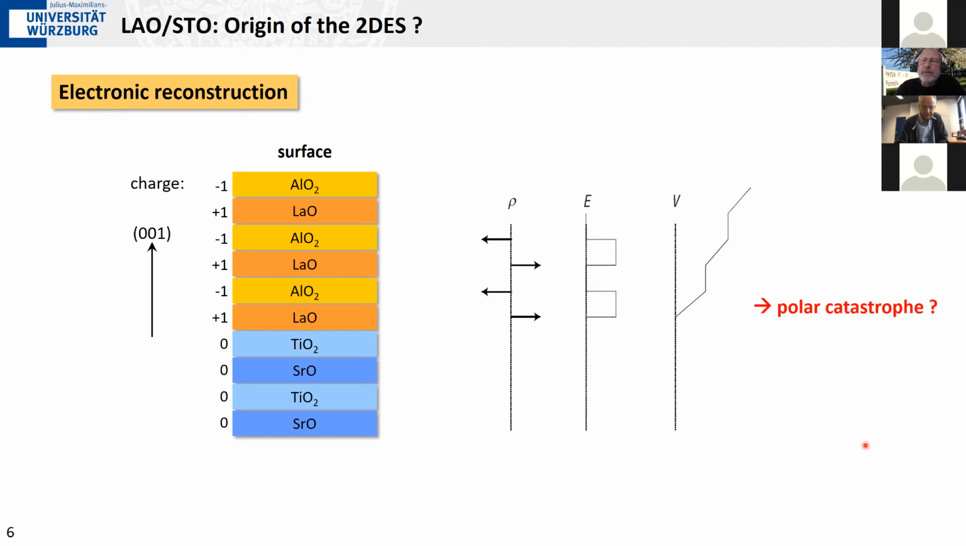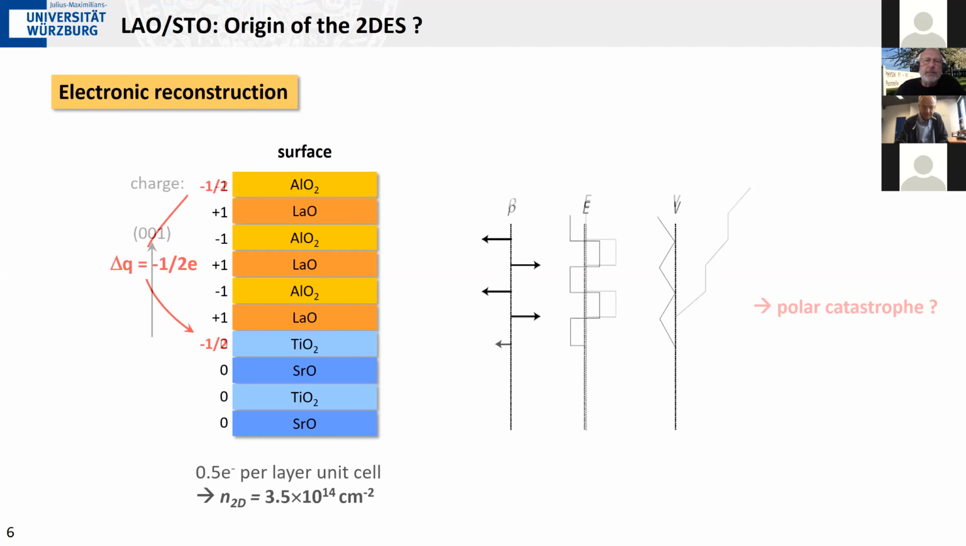There's one way to circumvent this polar catastrophe, and that is by transferring charge from the surface to the interface. It is not literally transferred from the surface, but there will be a rearrangement of the total charge in the LAO layer, which in the end renders some charge left positive. Some half an electron per unit cell here at the surface, and another half electron at the interface, sitting on the STO side of the interface, and then you find that the electric field, and in particular the potential distribution, is such that it no longer diverges.